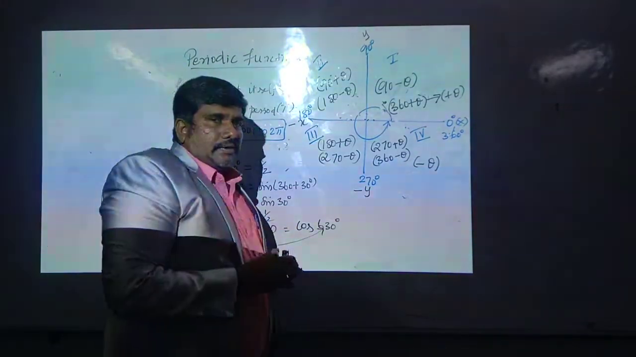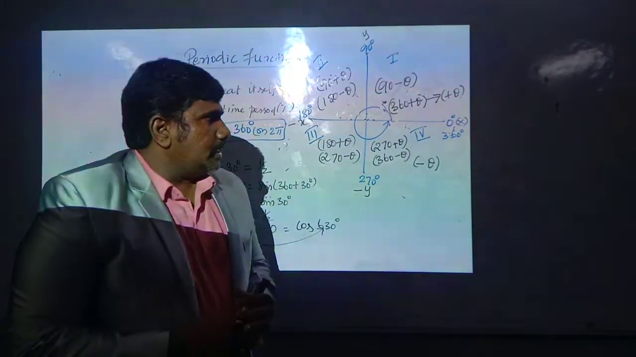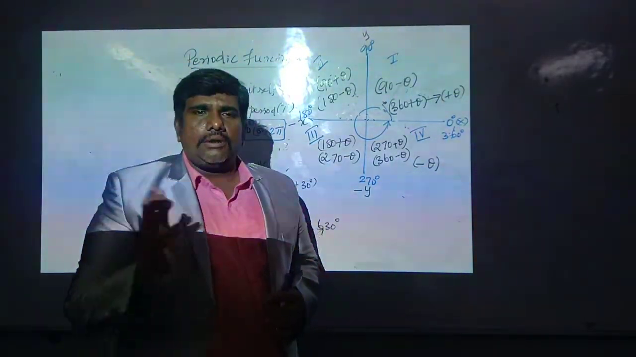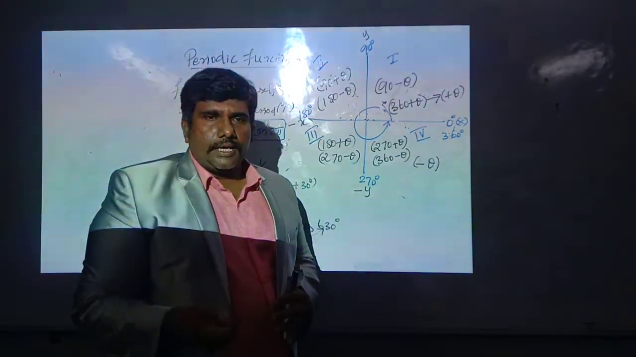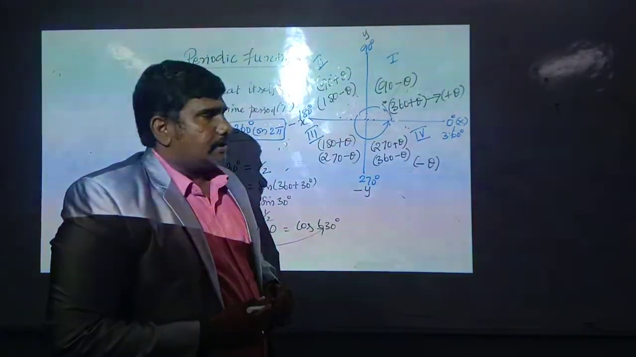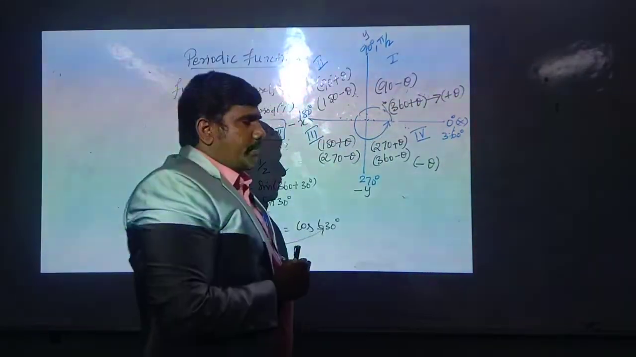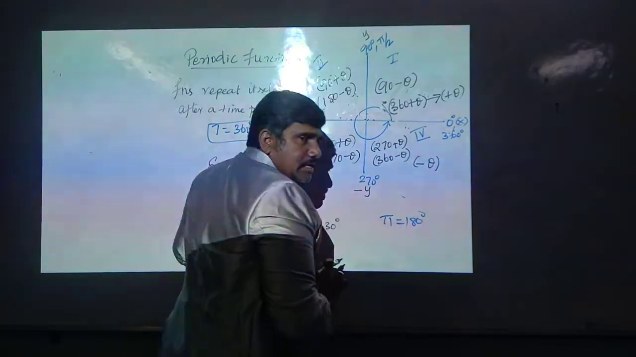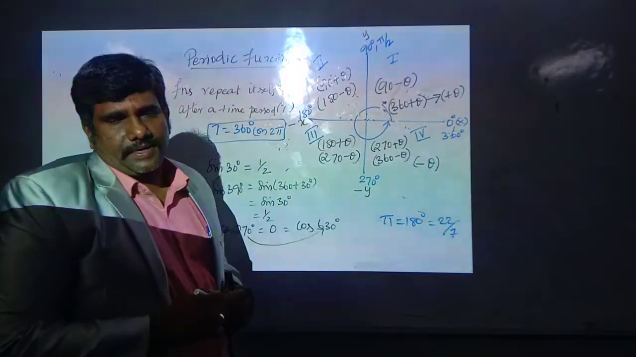In trigonometry we have to be clear on one thing: the angle can be denoted either in degrees or in radians. Even if you use a calculator, you have different modes for radians and degrees, which you can see later. And here, 90 degrees means pi by 2. Why? Because we take pi as 180 degrees, so numerically, it is 22 by 7.